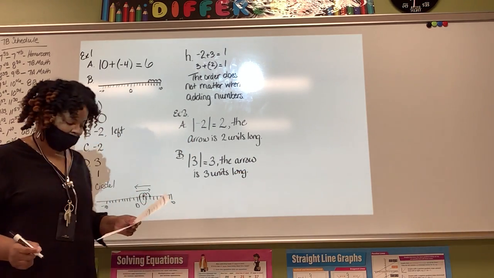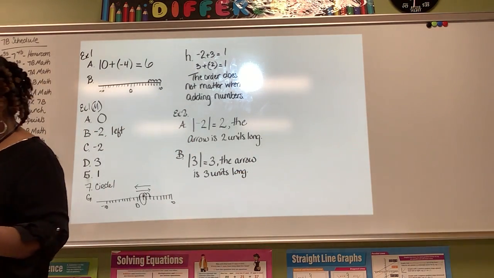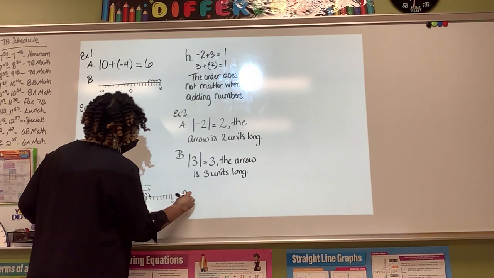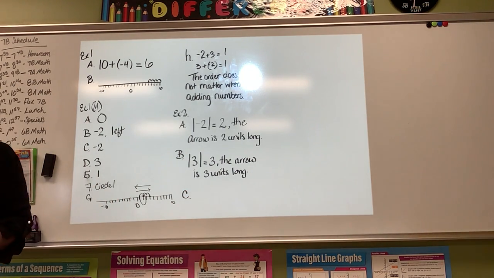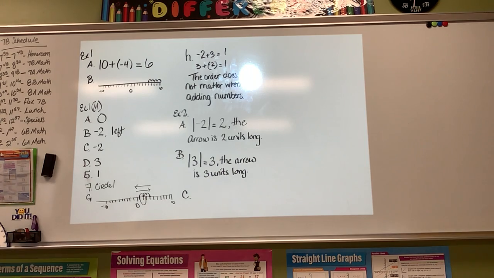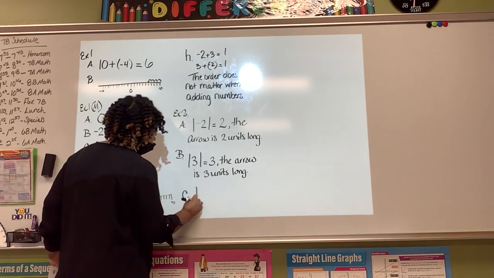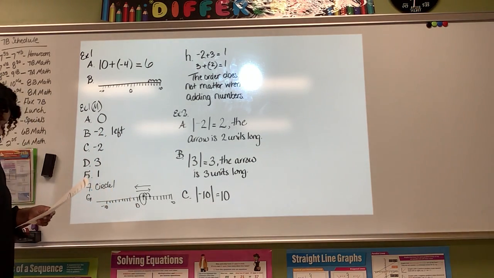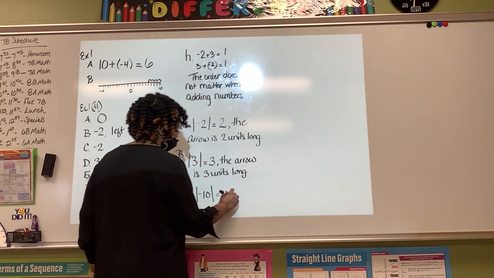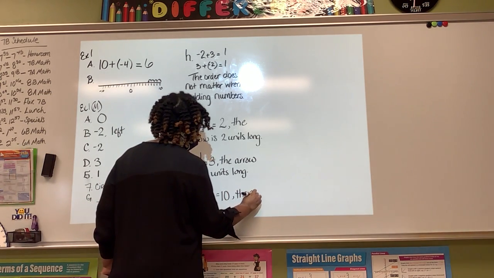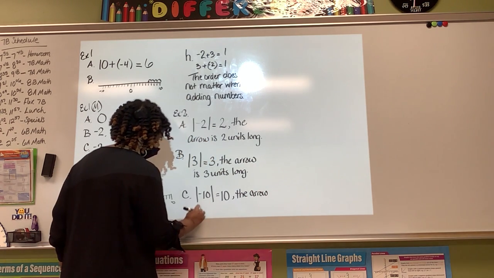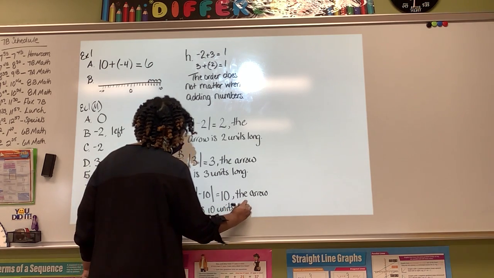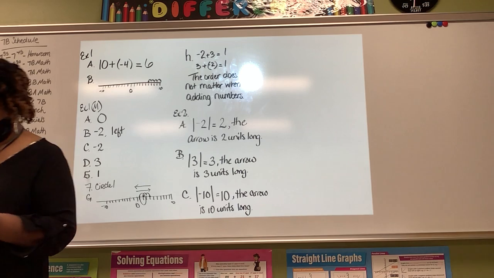That number line that is on your paper is there to help you if you're unsure. C. Describe how the absolute value helps you represent negative 10. So the absolute value of negative 10 is 10, which means the arrow is 10 units long. Correct.